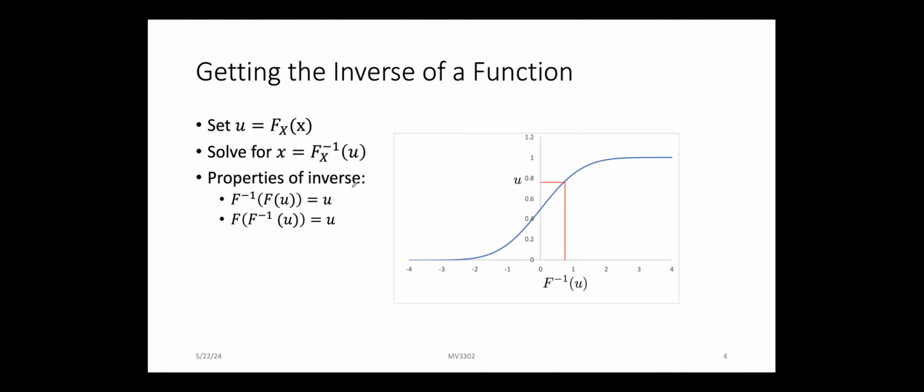Now, just some properties of the inverse. The inverse is literally the inverse of the function, so if we take the inverse of the inverse, well, actually, this should be x. If I have f of x and I take the inverse of that, then I just get x back. And likewise, if I have the inverse and then I take the function of that, then I'm just going to get my value again. In other words, the inverse cancels out the function.